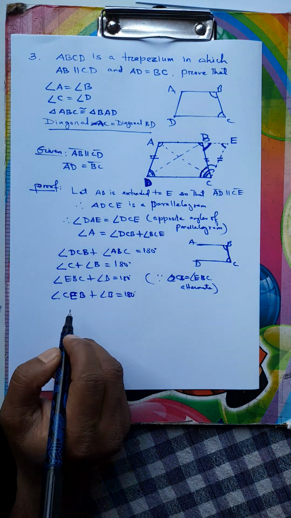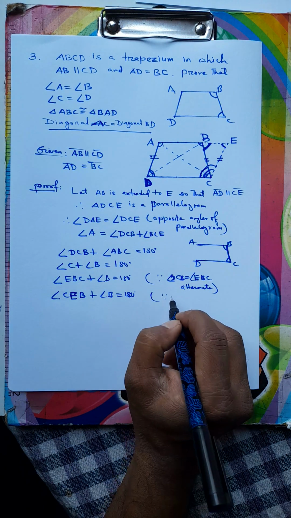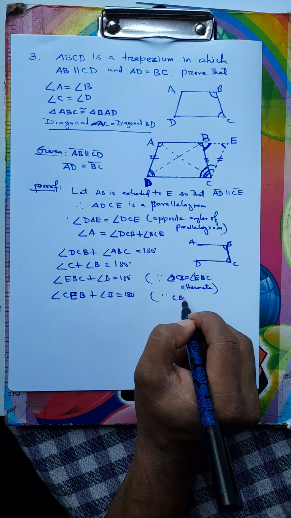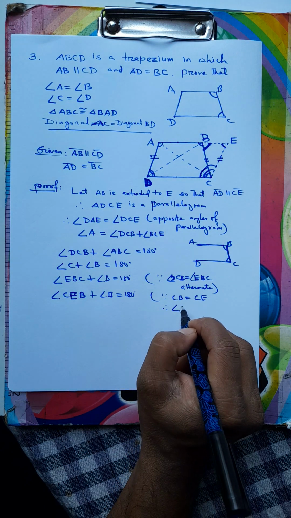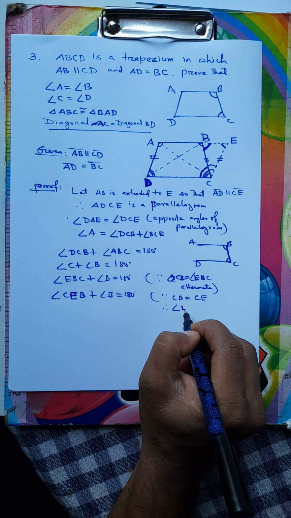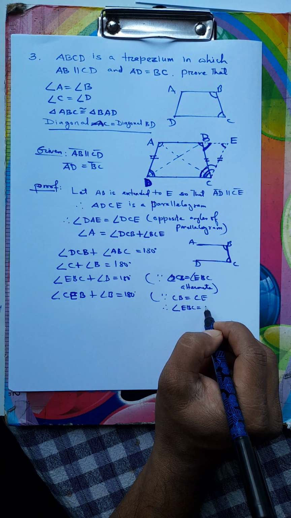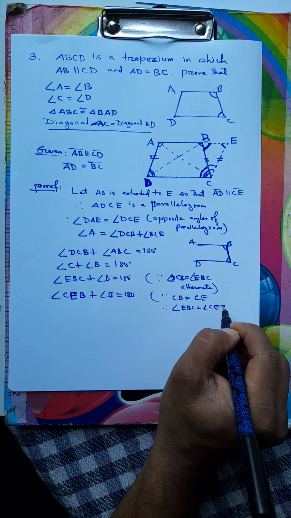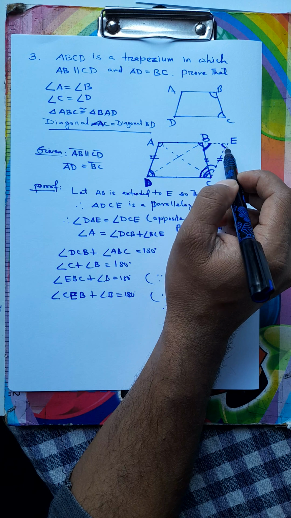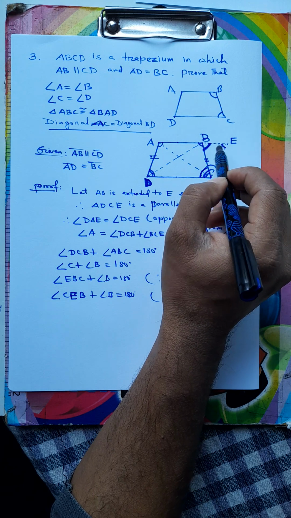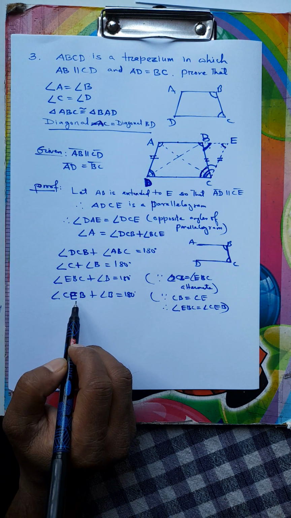Right? Why are they equal? Since these two sides are equal. Since CB equal to CE, therefore angle EBC equal to angle CEB. These two sides are equal, so it's an isosceles triangle. So angles opposite to equal sides are equal. These two angles are equal. That means EBC can be replaced with CEB.